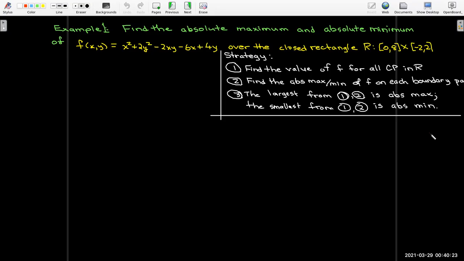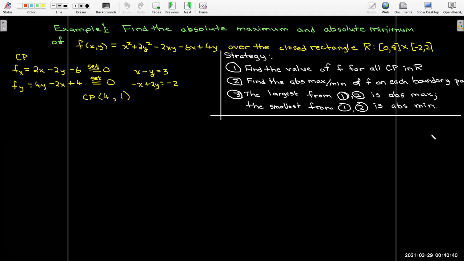I'll need to find the critical points, which means I'll first find the partial derivatives. Then I'll set those equal to 0. Now when I set those equal to 0, I get a system of equations. It's a very simple system of equations to solve. And we'll find that the solution is x equals 4 and y equals 1.